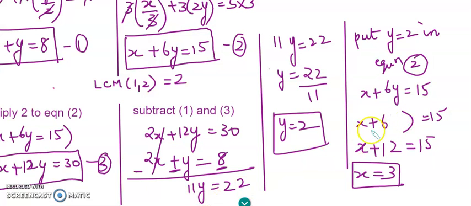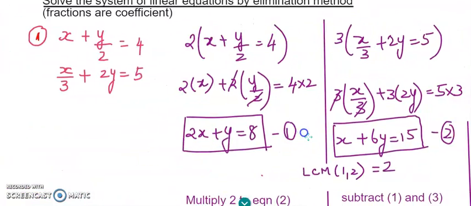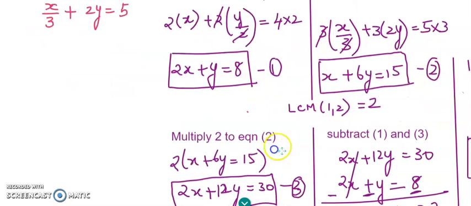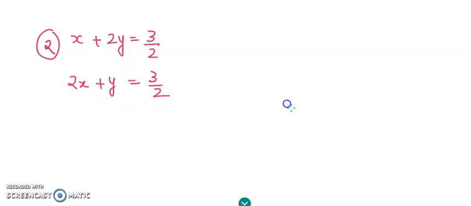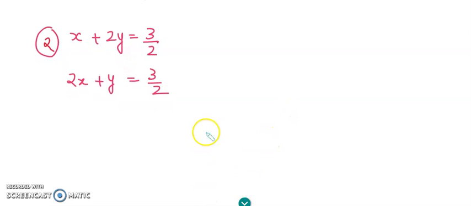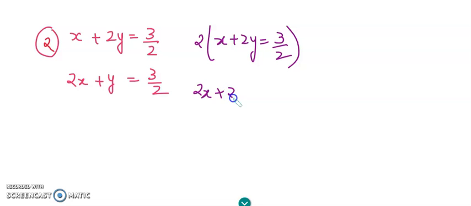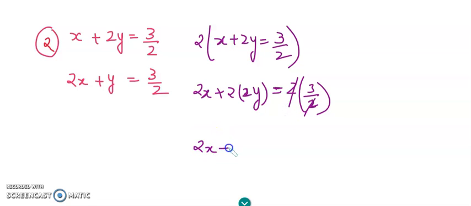Okay, so what did we do? We have rearranged the equation in such a way that it becomes a simpler form. The next few questions, I'll just help you to rearrange it into a simpler form. The rest of the elimination will be your work. So again, here the denominator is 2 for both the equations. So we are going to multiply 2 to both of the equations to get rid of the denominator. So 2 times x plus 2y equals to 2 times 3 by 2. With the 2 and the 2 cancelling off, you get 2x plus 4y equals to 3.